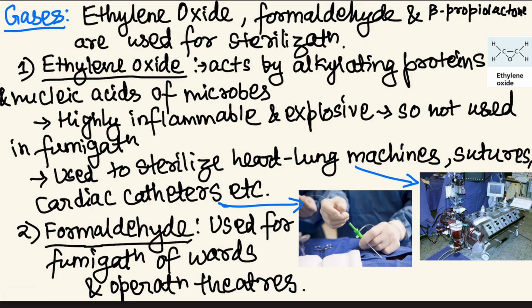Next we have gases like ethylene oxide, formaldehyde and beta-propiolactone which are used for the process of sterilization. Ethylene oxide acts by alkylating proteins and nucleic acids of the microbes. It is highly inflammable and explosive, so it is not used in the fumigation process, but it is used to sterilize the heart lung machines, sutures and cardiac catheters also. Then we have formaldehyde which is used in the gas form for fumigation of wards and operation theaters.